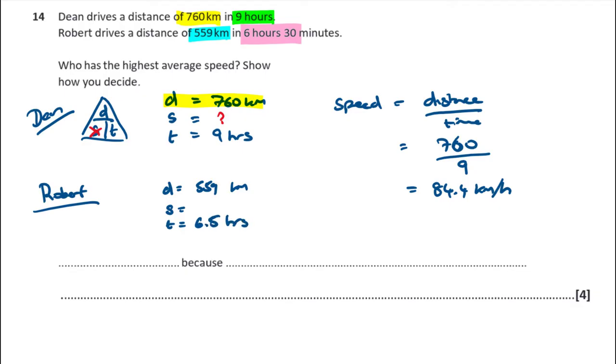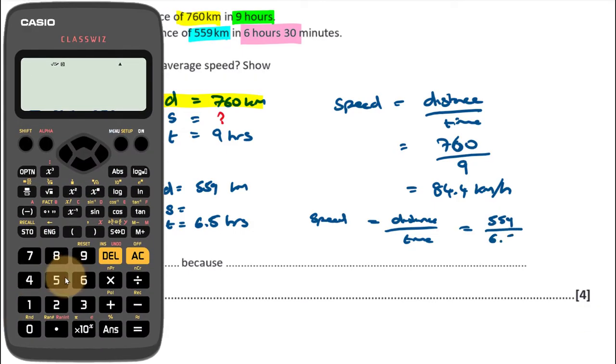Okay. So then his speed is going to be his distance divided by his time, which for him is 559 divided by 6.5 then, isn't it? So what's that then? 559 divided by 6.5, that comes out to be 86.